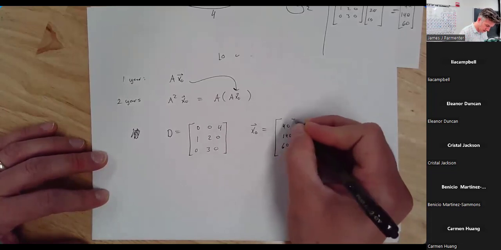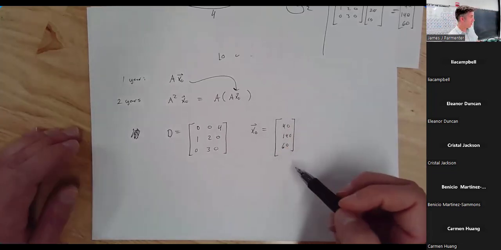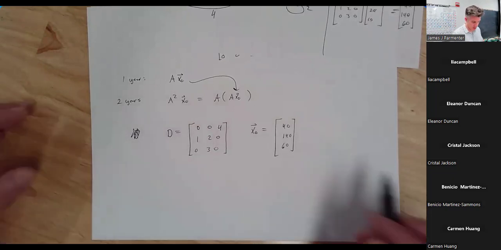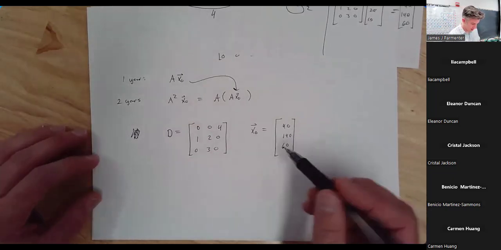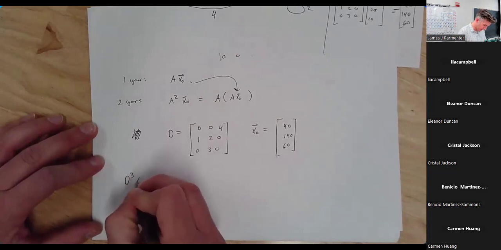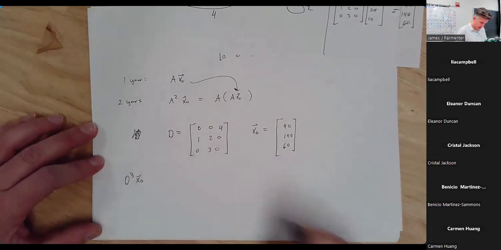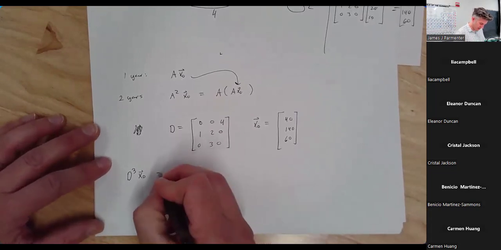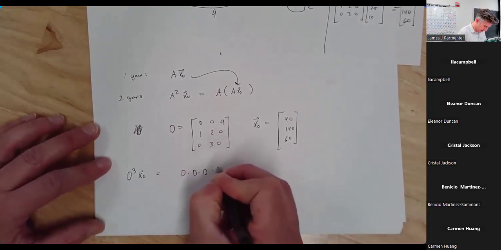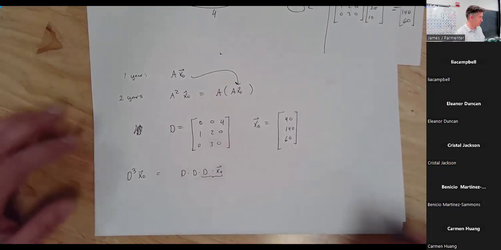But I will tell you, when you have a matrix that's a 3x1 or a 5x1 or something by one, we often call it a vector. Matrices and vectors have a lot in common. So for this column vector, I want to find out how many we have in 3, so I want to find D cubed times X naught. I would think about doing this as D times D times D times X naught, and I'm actually going to do that multiplication first.